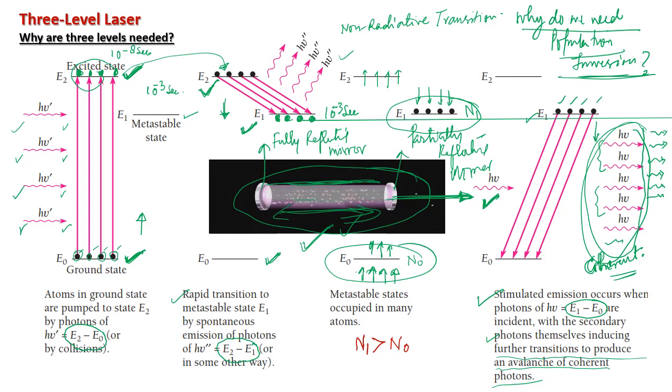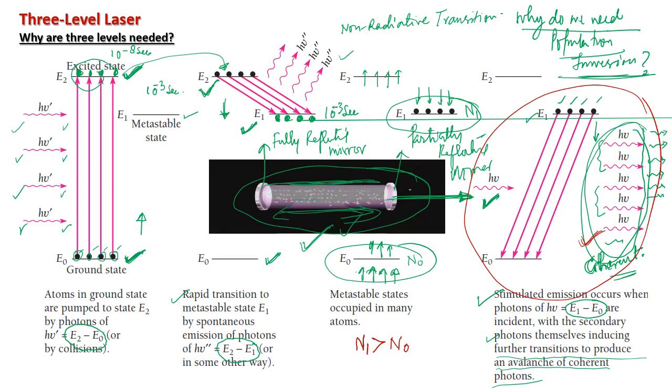So if we can arrange this condition and then shine light of frequency h nu on this assembly, as you have already seen here, there will be more stimulated emission. Okay, so that we get more and more photons through the stimulated emission in the metastable state, which is more probable than the induced absorption.